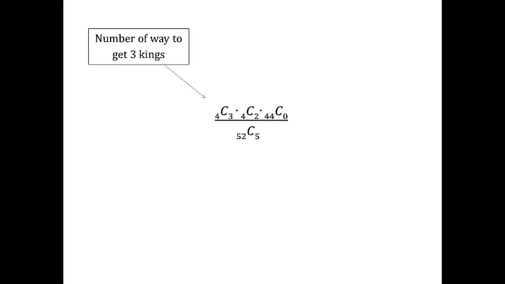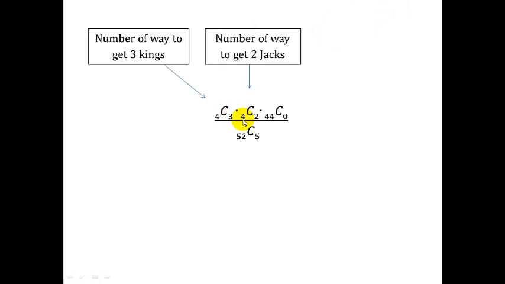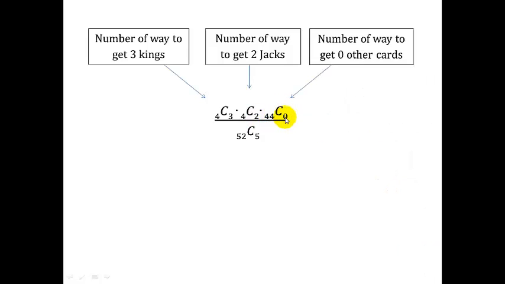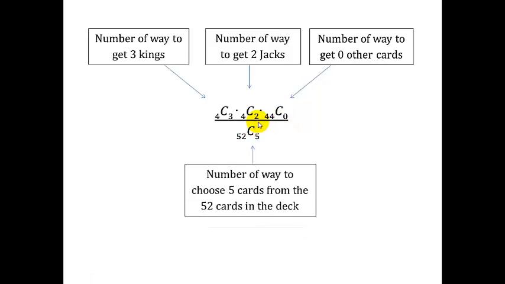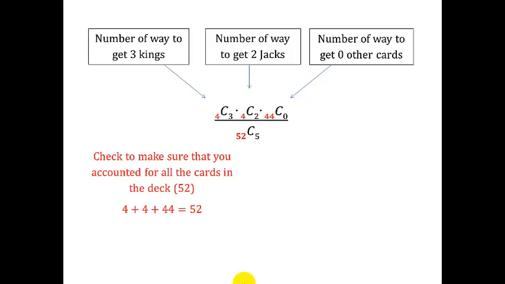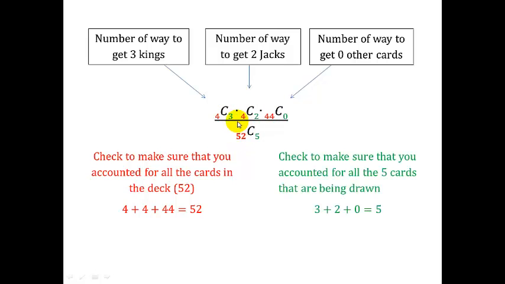We know 4 choose 3 is the number of ways we can get 3 kings. 4 choose 2 is the number of ways we can get 2 jacks. And 44 choose 0 is the number of ways we can get 0 of the remaining cards in the deck. 52 choose 5 is the number of ways we can choose 5 cards from the deck of 52 cards. Checking to make sure that we've accounted for all the cards: 4 plus 4 plus 44 gives us our 52 cards in the deck. 3 plus 2 plus 0 gives us our 5 cards we're choosing from the deck.